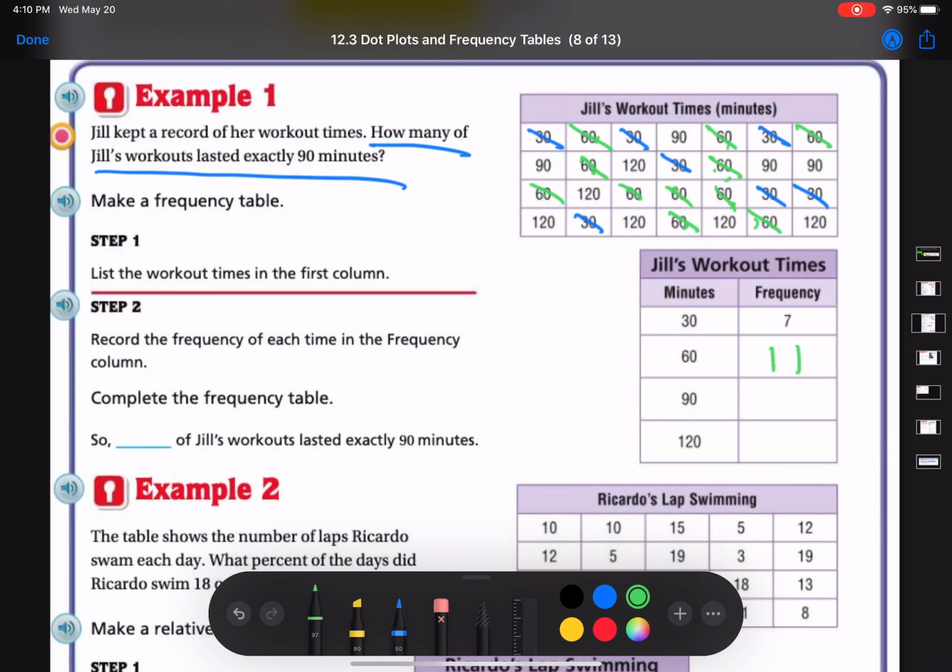Okay, and then I'm going to switch to another color and we're going to do 90 minutes. So everywhere that I see a 90 minute, I'm going to cross out with red. Okay, and that would be 4.